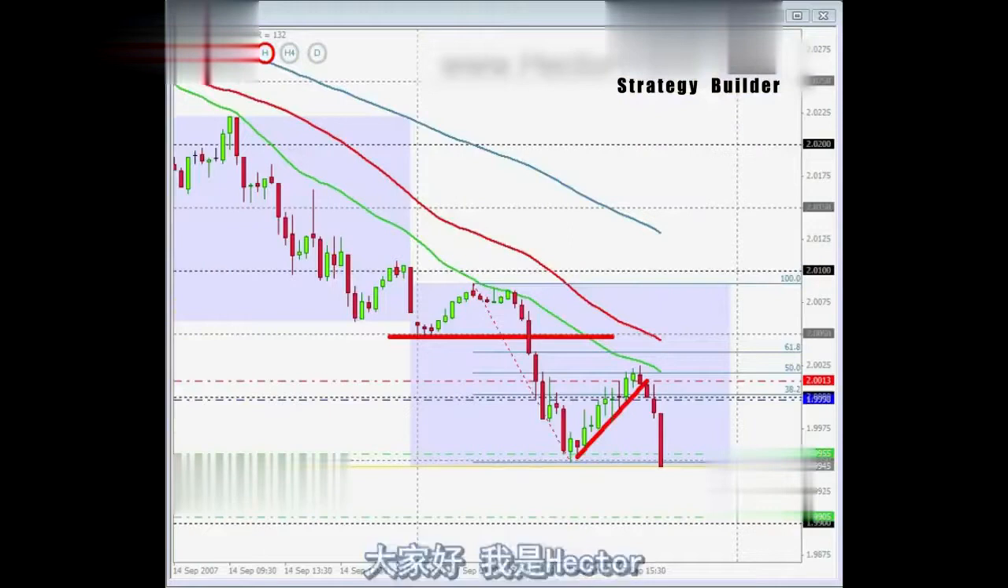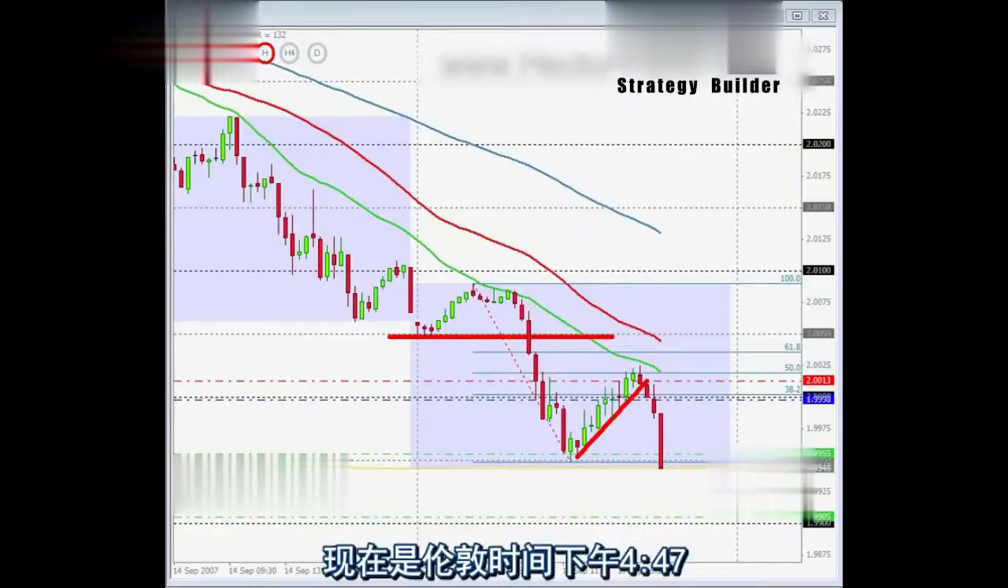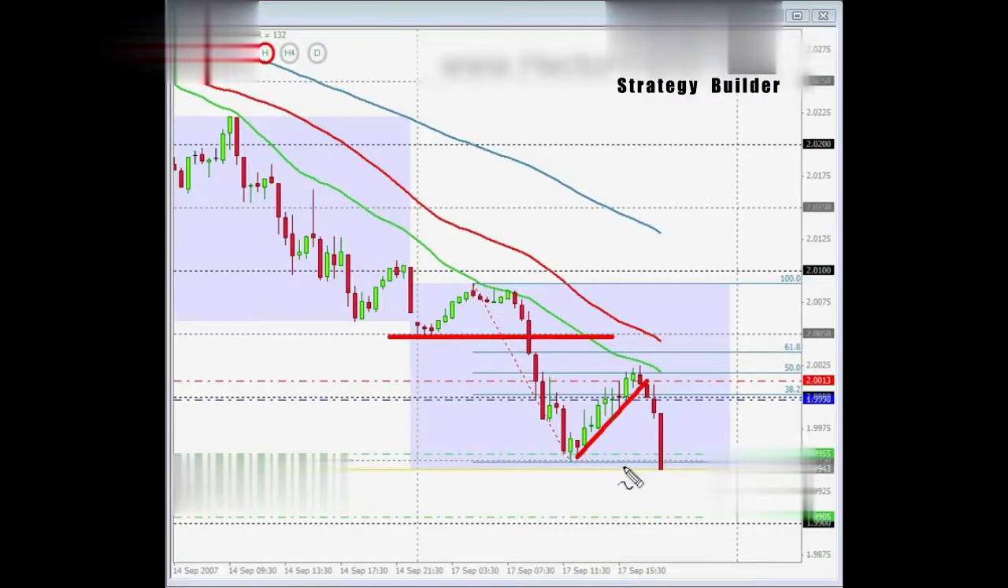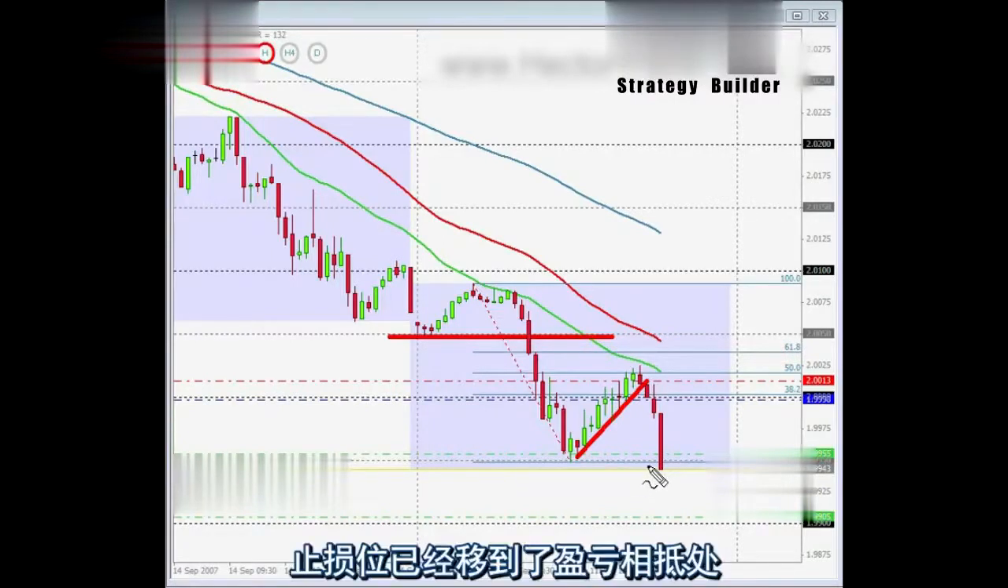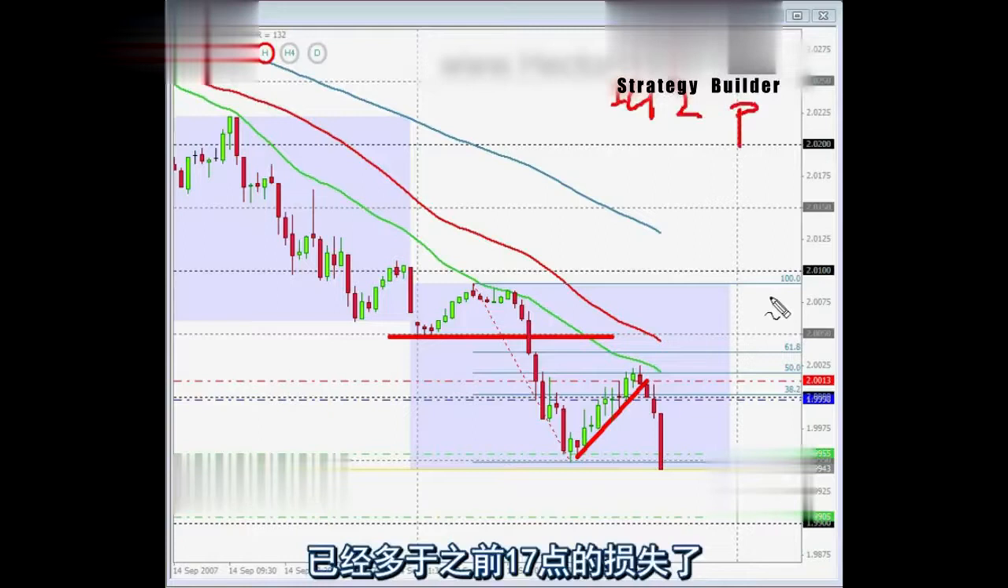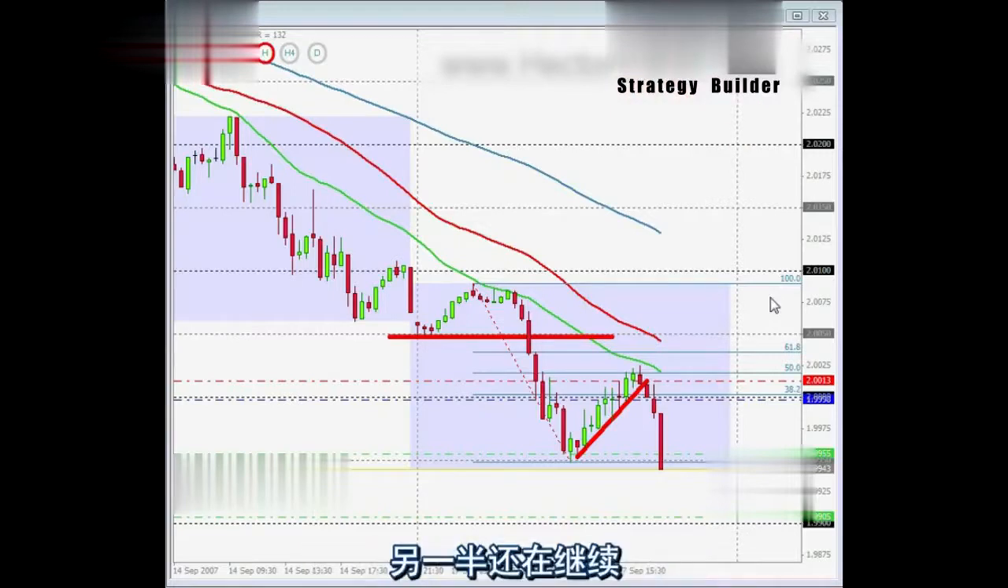Hi guys, this is Hector. A quick update. It's 47 minutes past 4 p.m. London time. I've taken half of my lot size as planned at the previous swing low before reaching the 199.50 round number. The second half of my lot size is still in this trade, and the stop loss is moved to break even. Plus 42 pips on this first half of the trade, which is good. I've more than covered the loss that I had on the first trade today, and now the second half of the trade is running, hopefully making some money for me today. I'll keep you updated.